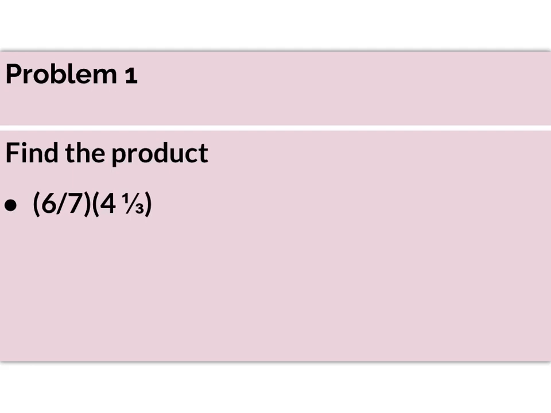Okay, so we have 6/7 times 4 1/3. I am going to just change this to an improper fraction. 4 times 3 is 12, plus 1 is 13 over 3. Cross multiply, you get 26 over 7. And this is the correct answer, but you cannot leave it like this.